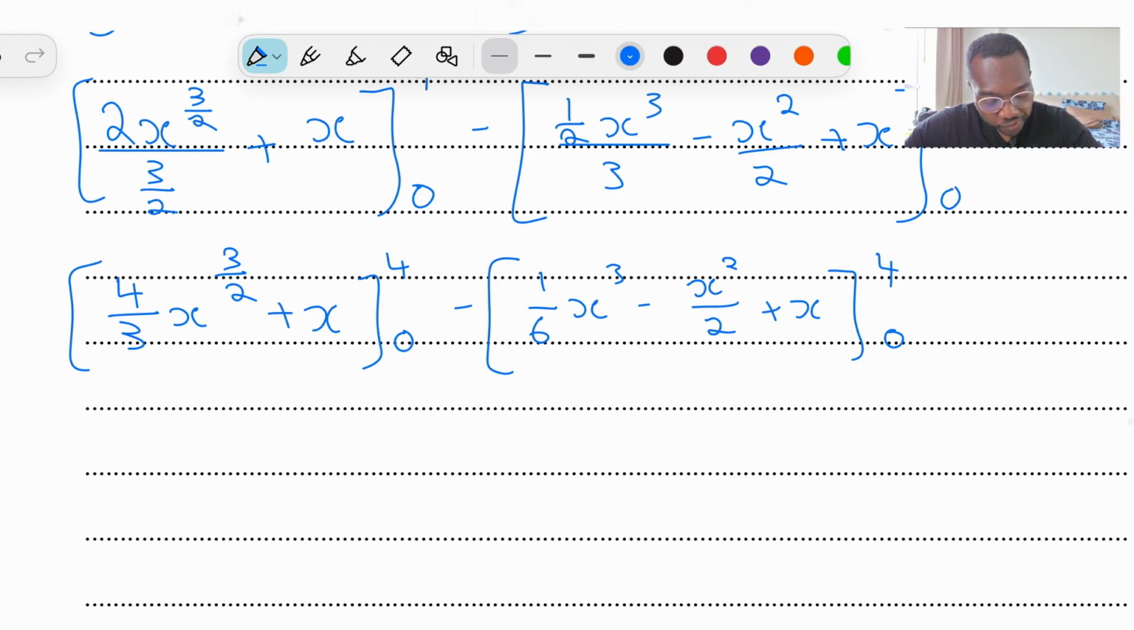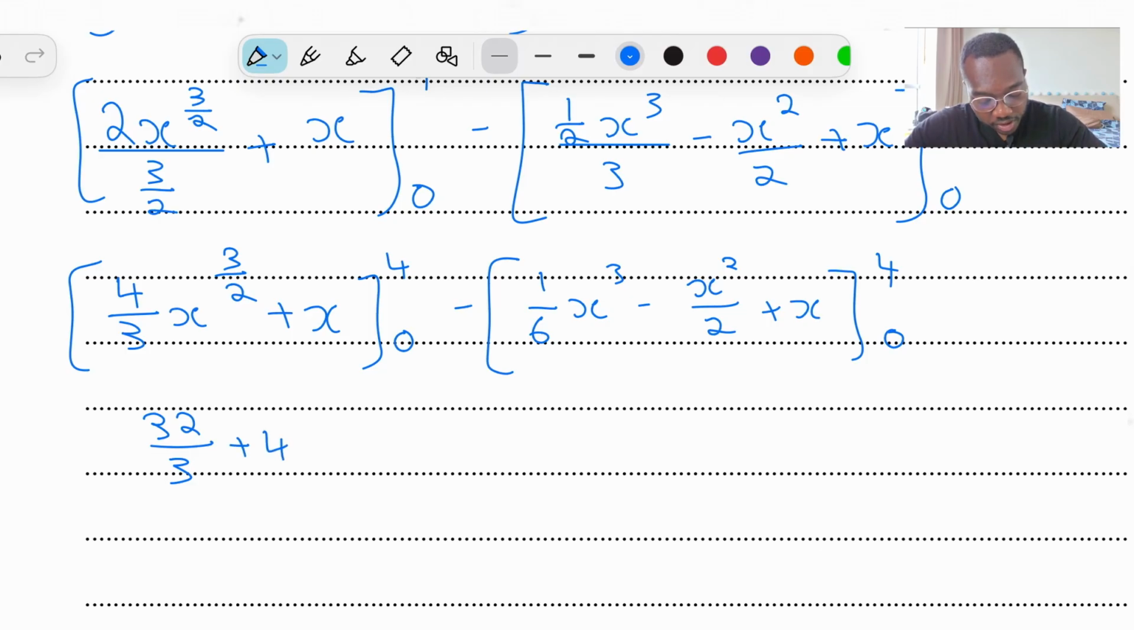So 4 to the power of 3 over 2, that would be the square root of 4, and then that would be 2 to the power of 3, which is 8. So we know that will be 4 over 3 times 8. So that would be, oh no, 4 over 3 times 8, that would be 32 over 3. And then that's just plus a 4.